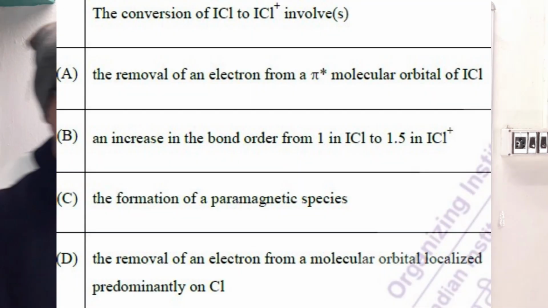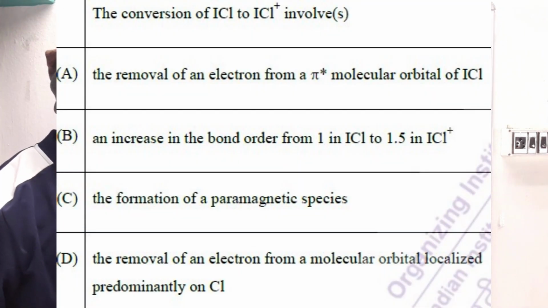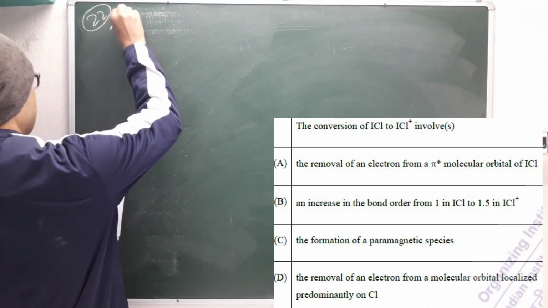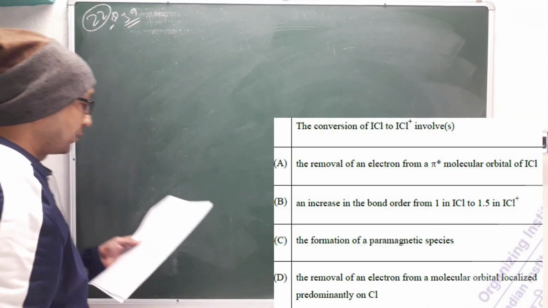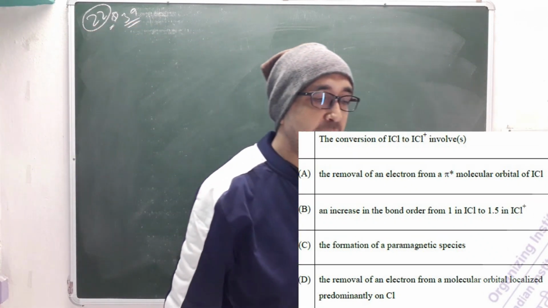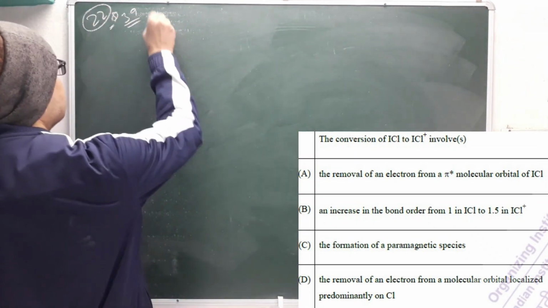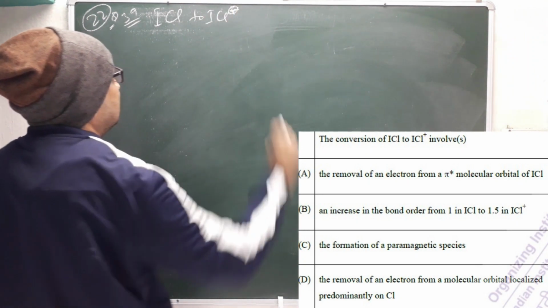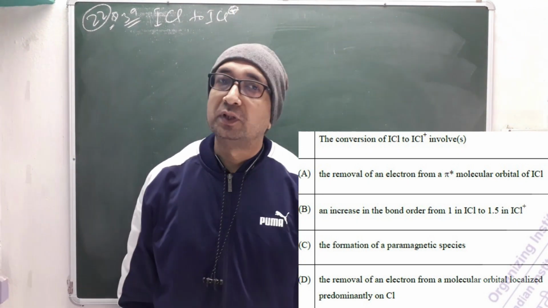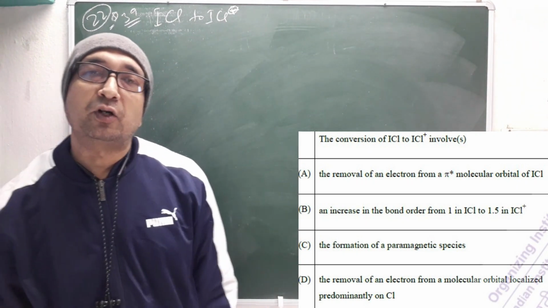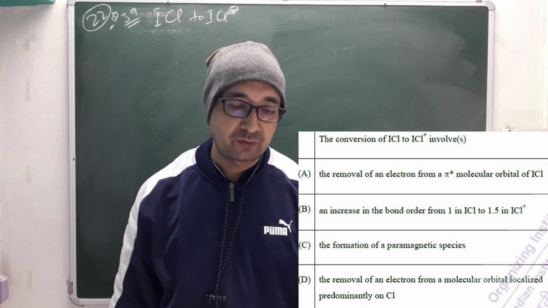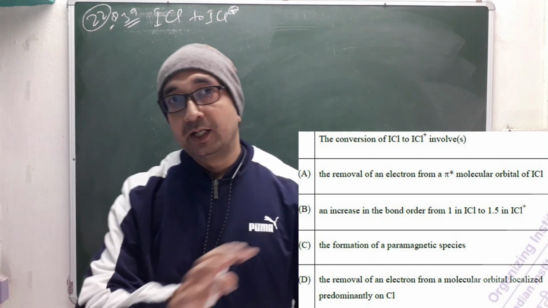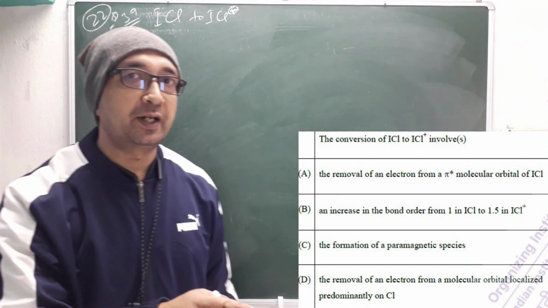We'll take the questions. So the first question is from 2022. Okay, the question number is 39. It has asked for MO theory. The conversion of ICl to ICl plus involves... Okay, they are asking ICl to ICl plus, and you can see the options on the screen. They say first, the removal of an electron from a pi star molecular orbital of ICl. We are not going to discuss this option right now.